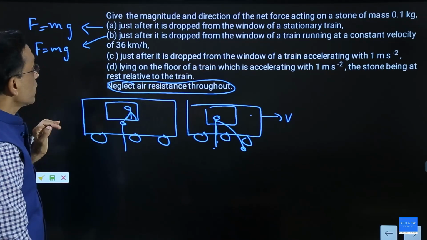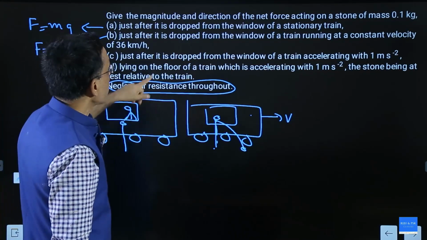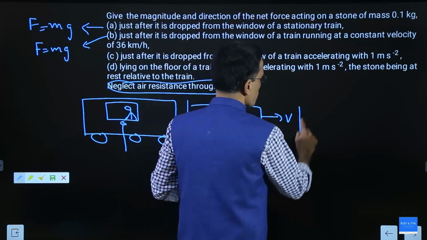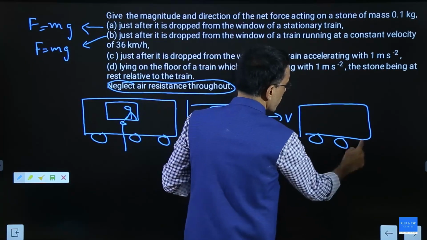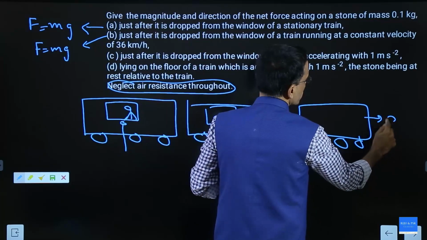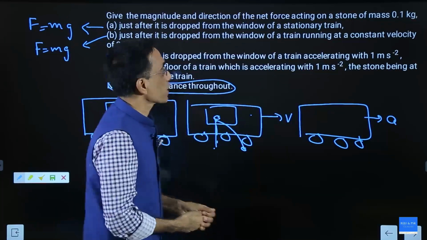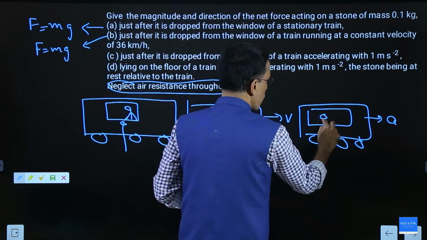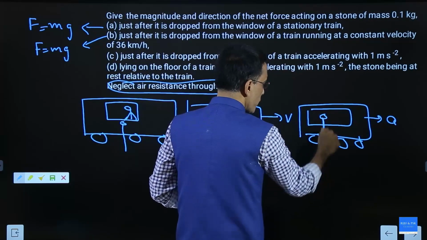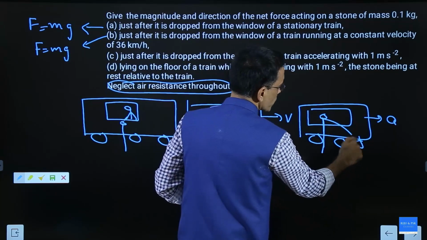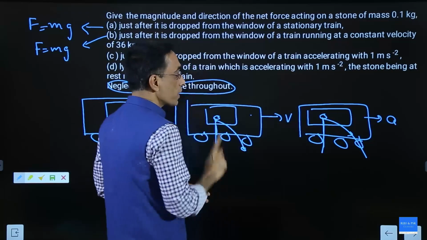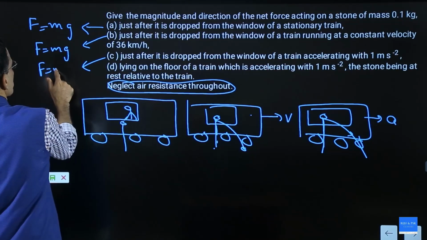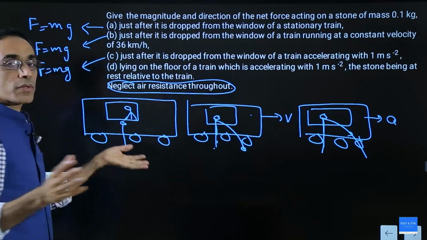Third case: just after it is dropped from the window of a train accelerating with 1 meter per second square. So in the third case, your train is moving with an acceleration, its speed is increasing. Again you drop the stone. For the person inside, it may fall in a vertical line, but for a person outside, it will follow a parabolic path. But there is only one force acting, that is mg, F equals mg. There is no other force acting.